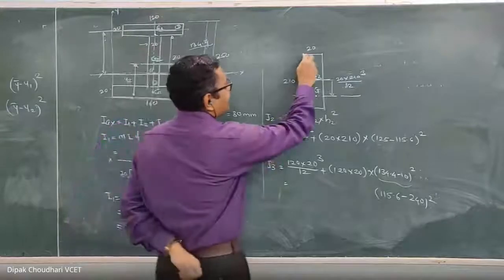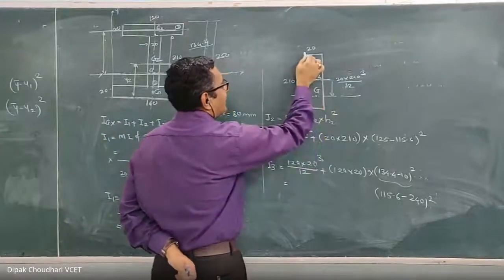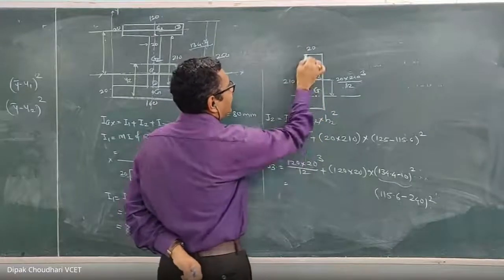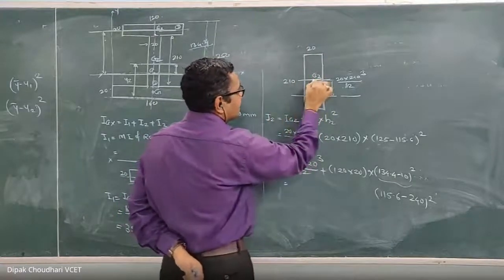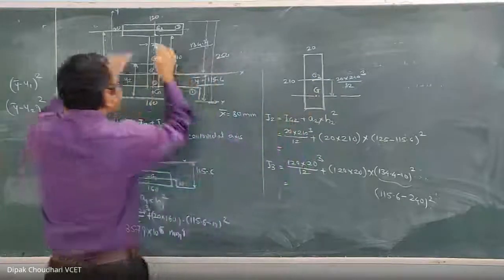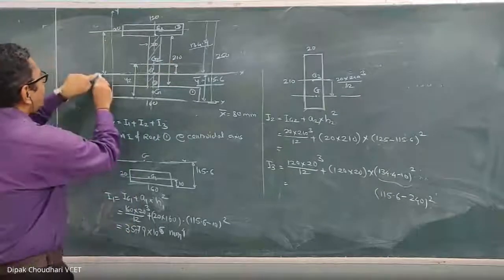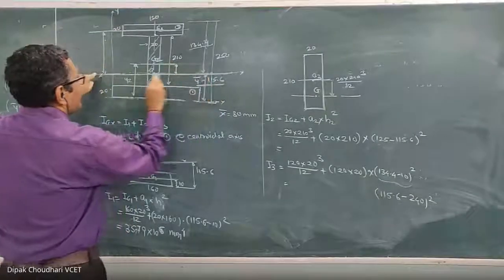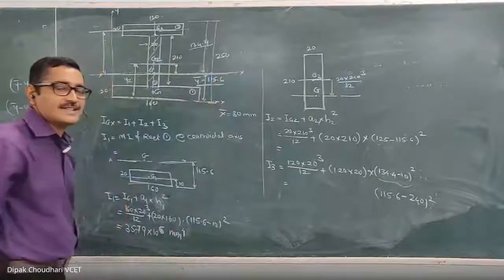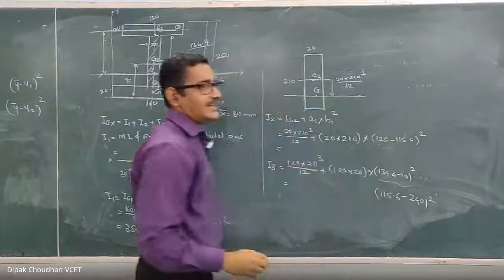Listen, this is the second rectangle, whose dimension, depth is 210 and breadth is 20. This is the centroid of the second rectangle, and we have to calculate the moment of inertia of this second rectangle about the centroidal axis of this lamina, about this x-axis.